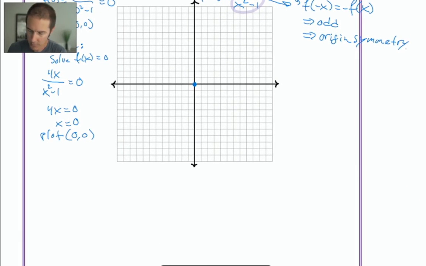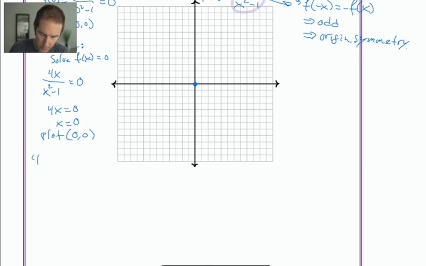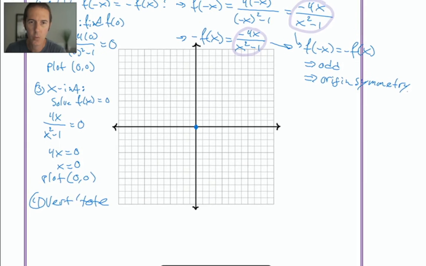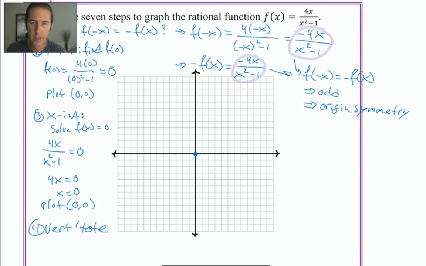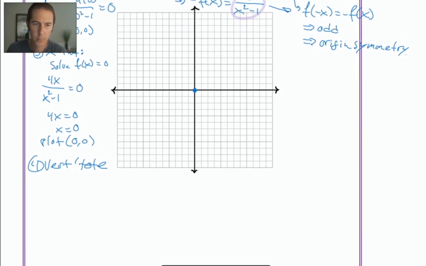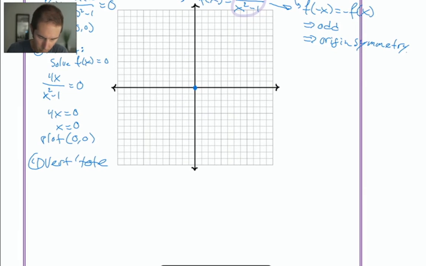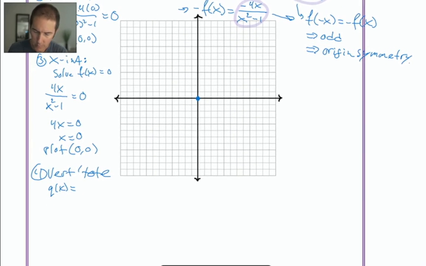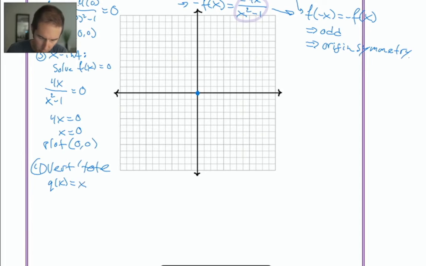The next thing we're supposed to do is find vertical asymptotes. Vertical asymptotes are determined by checking to see what x values will cause our denominator to equal 0. These notes have been referring to the denominator as the Q function, which is equal to, in this specific example, x squared minus 1, and we're going to set that equal to 0.